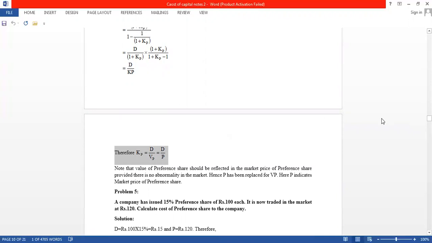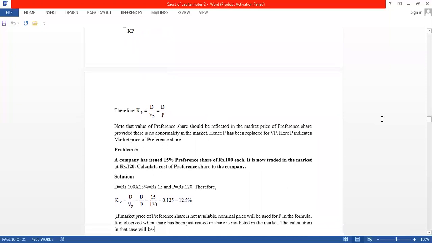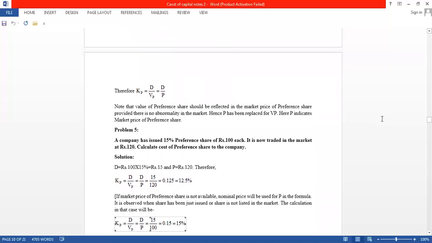So this is the simplest formula that we will use, and this formula is very much similar to the cost of debt capital where tax is assumed nil. In that case, our formula was Kd is equal to I by P, where I means interest amount payable. Just in place of I, we have substituted D, and in place of cost of debt capital Kd, we have substituted Kp. So this is our formula number one.